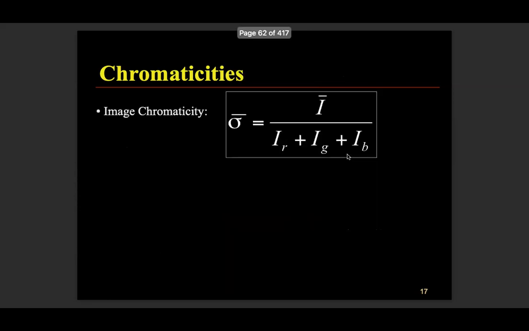Right, so now, besides this chromaticity, I just want to remind you that we have a model for I.